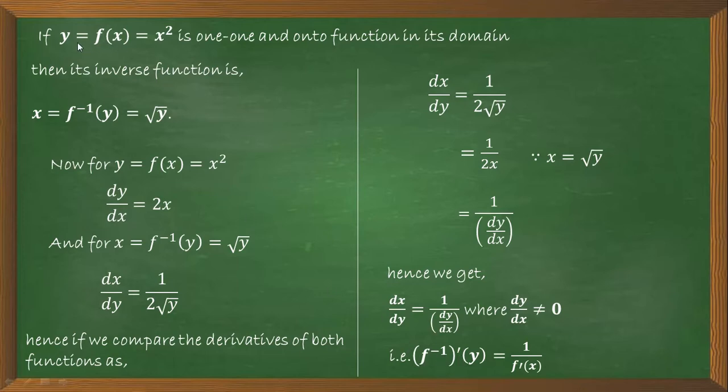So this is the relation. With one example I have explained this relation. Now actually this is a theorem that we have to prove, that is dx by dy is equal to 1 upon dy by dx. So see the theorem.